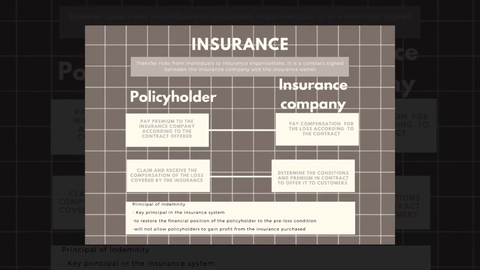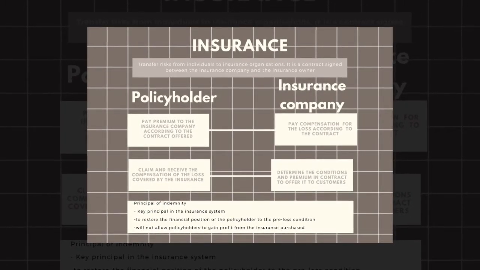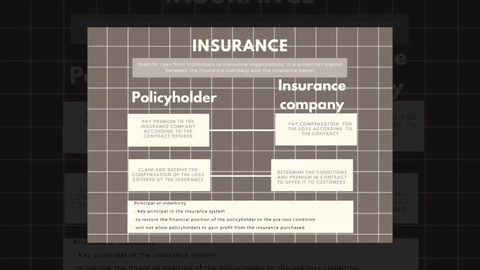Insurance transfers risk from individuals to insurance organizations, and it is a contract signed between the insurance company and the insurance owner. Policyholders pay premium to the insurance company according to the contract offered, and they claim and receive the compensation of the loss covered by the insurance, while the insurance company pays compensation for the loss according to the contract and determines the conditions and premium in the contract to offer it to customers.